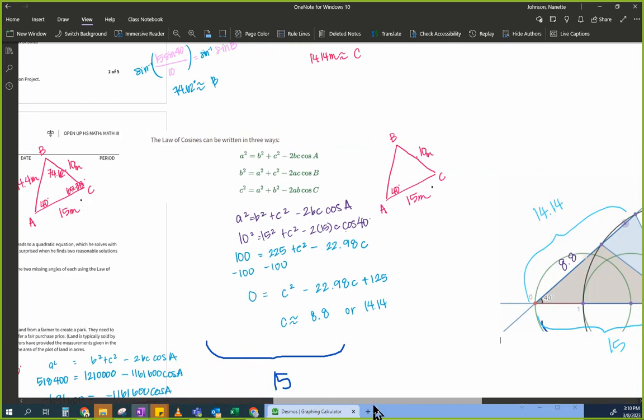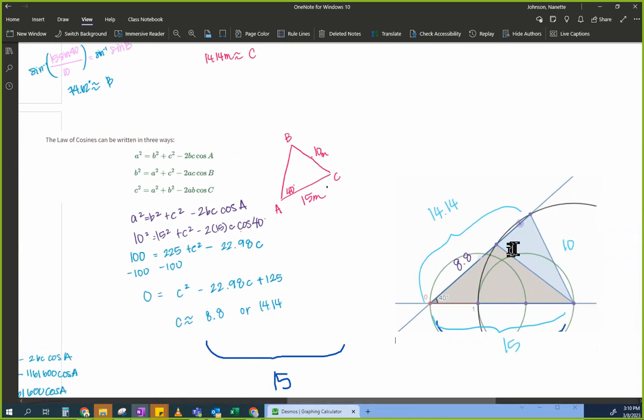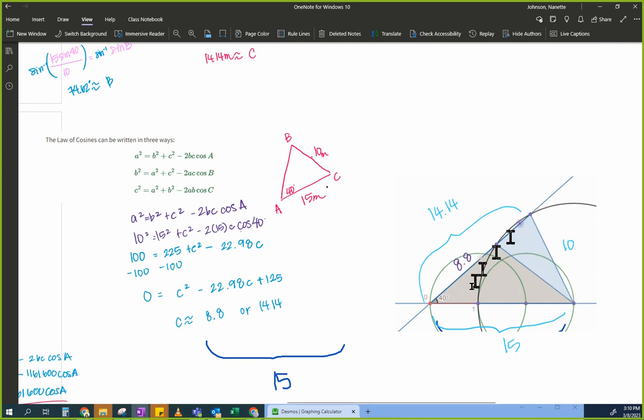So then continuing, we have these two triangles. Does everybody see my two triangles? I know it looks messy because we have an arc and an arc and an arc. Does everybody see my two triangles here?